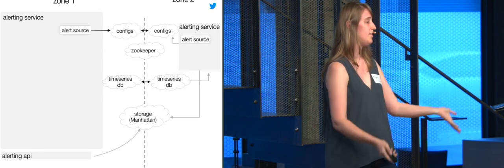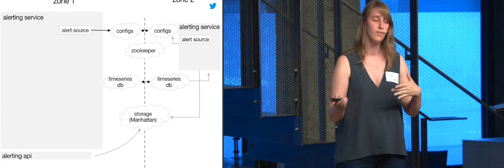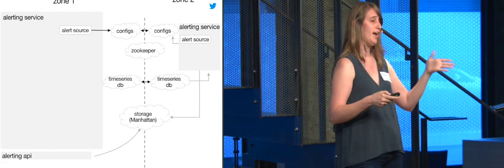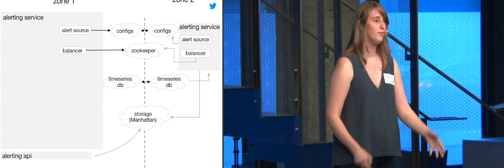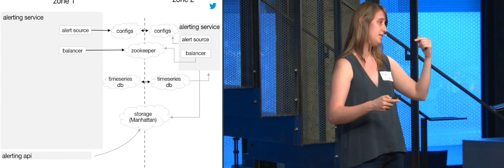So the first thing is that the alerting service gets all the configurations. It gets all the alerts from where the configurations live. And then it registers with Zookeeper and says, all right, I'm ready. Tell me what alerts I need to run. There's this balancer process. That's the thing that grabs. It says, OK, what alerts do I need?